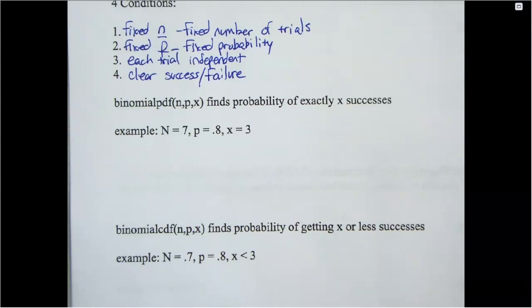CDF will tell you whatever number you type in, the probability of that and everything below that. So if I said, what's the probability of making 5 or less free throws? If you put a 5 here, that's what it'll do. It'll do the 5, the 4, the 3, the 2, the 1, the 0, and it'll add them all up. So between the 2 of these, you can do pretty much anything. And you could do almost anything with this.